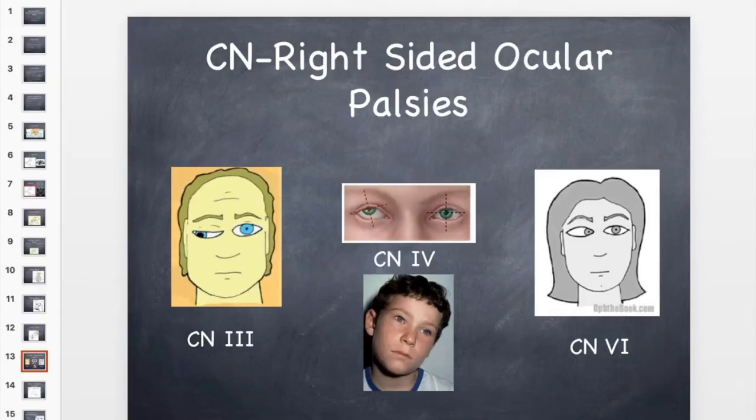Cranial nerve 6 is a little easier to comprehend. It's just the lateral rectus. So if you have a lateral rectus palsy, you can't abduct that eye, and you can end up with an eye that looks a little bit like this. Oftentimes it's more subtle than that, but this is a nice example of it.